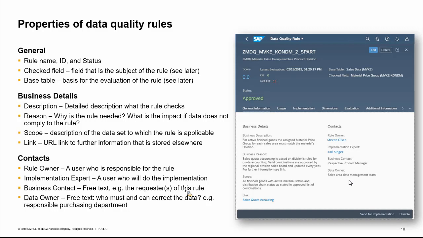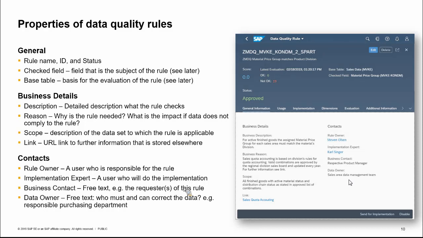Many, or I would even say all, the rules are not applicable to the whole data set, for example, to each and every product, but they are typically defined on a specific set of data, like in this example, that only finished goods with an active material status are in the scope of this rule, and only for these the rule will be applied.